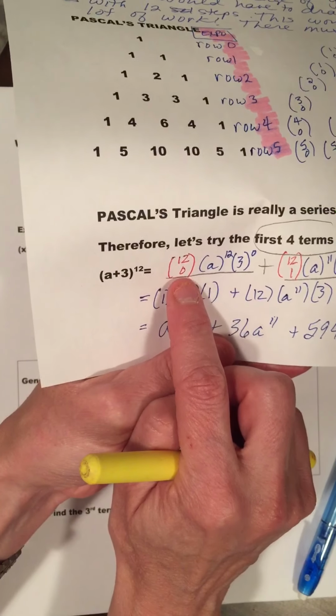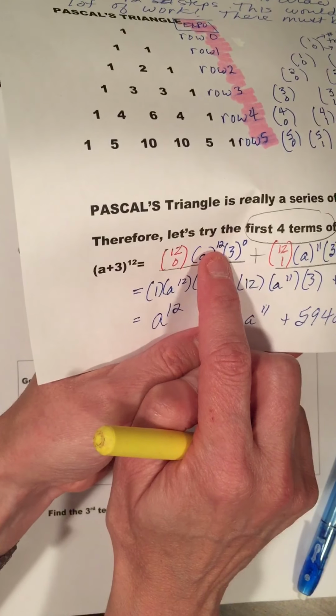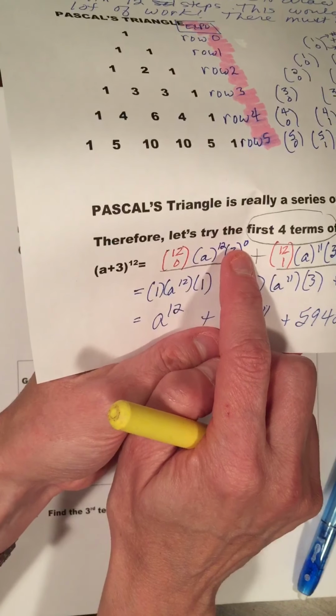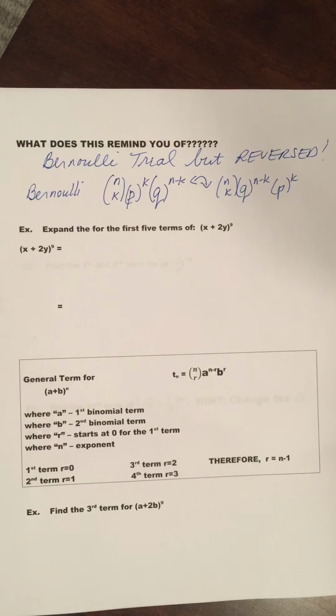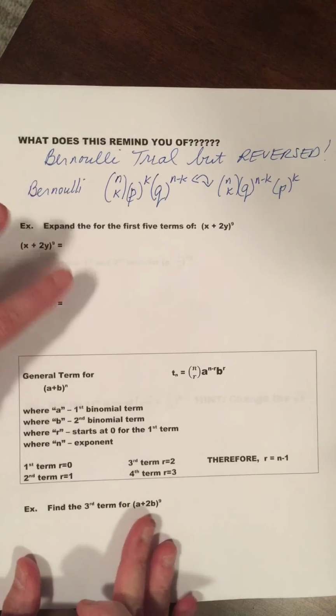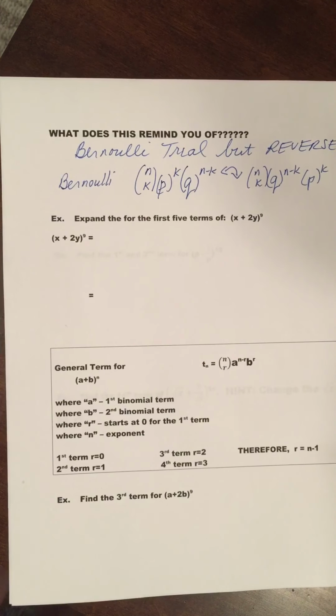If this was your n and this was your k, 12 minus 0 is 12, and that would be your k right there. Your p and your q are reversed. Kind of cool. Again, I'm not going to ask you to reiterate that for me. I just want to show you how the two relate. Okay, let's take a look at our next example.